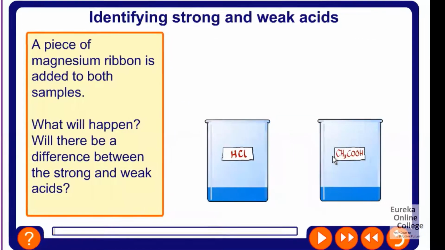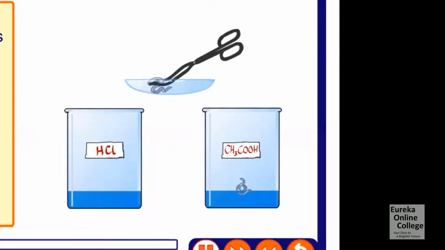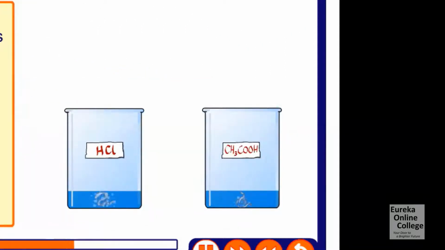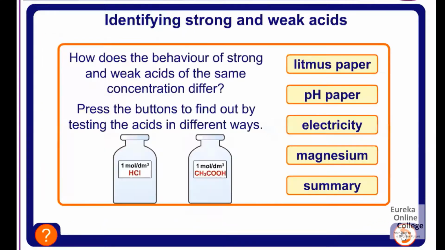So we'll look at magnesium. Magnesium plus acid will make hydrogen gas. If we put the same piece of magnesium into both, the hydrochloric acid reacts much more vigorously because there are many more hydrogen ions available, and obviously the reverse or opposite for the ethanoic acid.